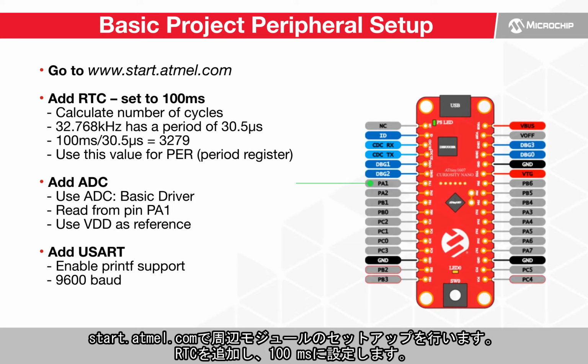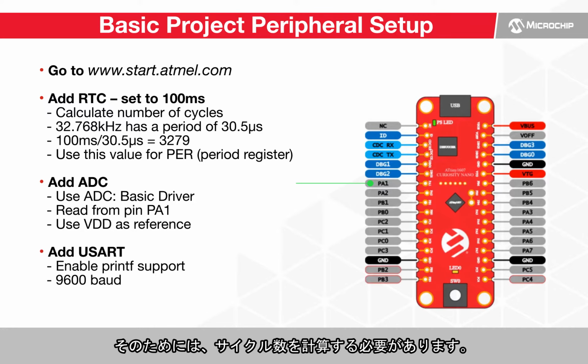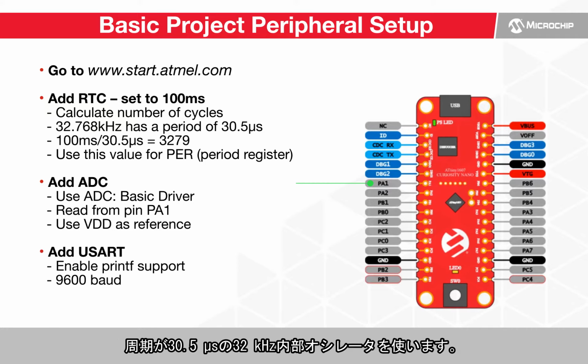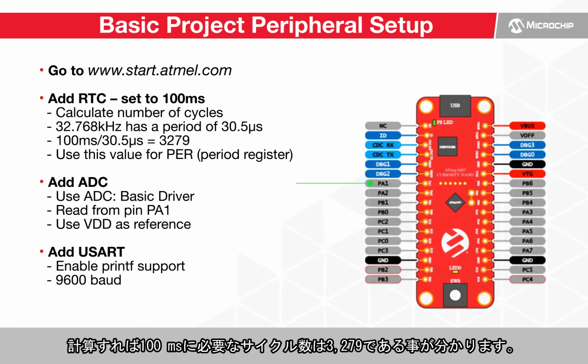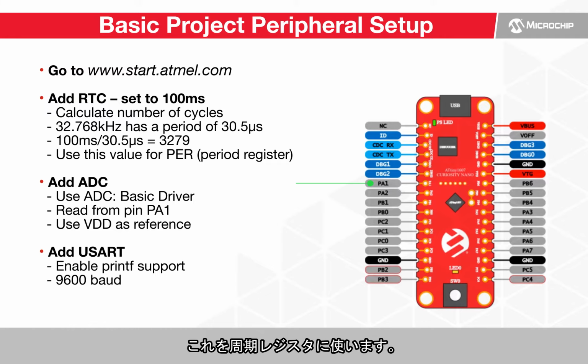We will add a real-time counter, or RTC, and we will set it to 100 milliseconds. To do that, we need to calculate the number of cycles. We will be using the 32 kHz internal oscillator, which has a period of 30.5 microseconds. Doing a quick bit of math, we find the number of cycles that we need for 100 milliseconds is 3,279. This is the value we will use for the period register.